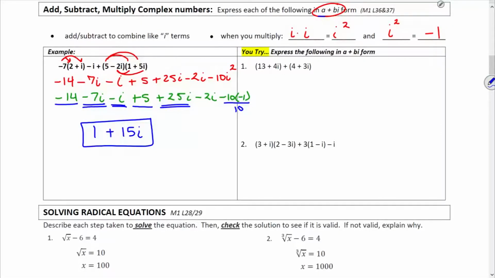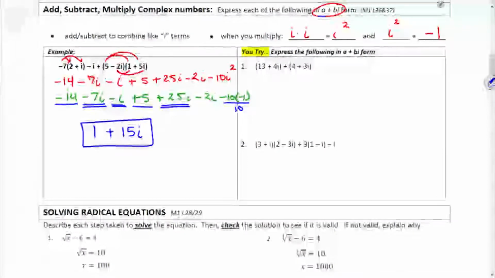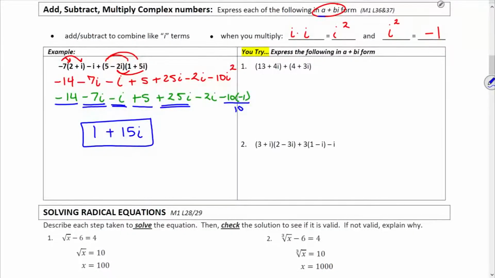So the way to simplify complex expressions is to treat i like any other variable. But if you get higher powers of i, like i squared or i cubed, you simplify those down to be -1 or like -i, and then you simplify it down into an a plus bi format where it's the whole number plus or minus a whole number times i. And that's how you do it.